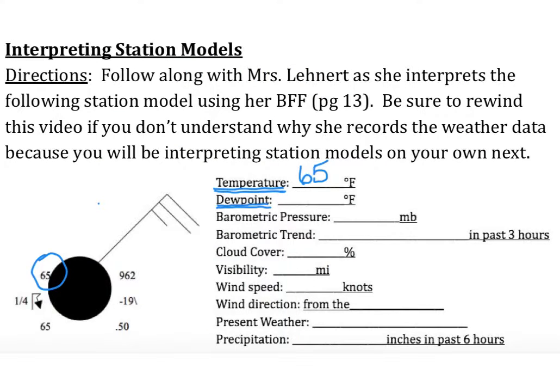So if I look here at my model in my example, I see that my number in my lower left-hand corner is down here, and hey, it's exactly the same temperature as the regular air temperature for my dew point. So it is also 65 degrees, but I'm using this number down here in the lower left of my big circle. Next up is the barometric pressure. This one is the most challenging for students, but there's a really easy rule that we're going to use for this. So find where it says barometric pressure on your BFF on page 13.